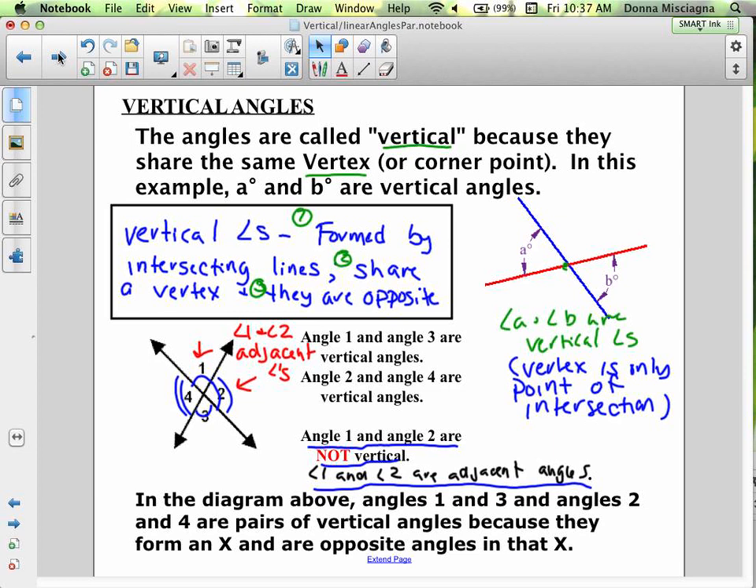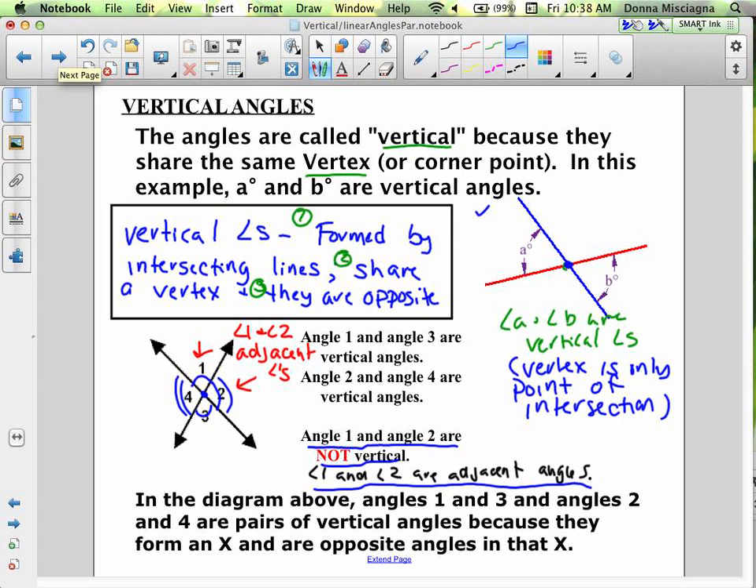Right? So on the right-hand side over here, angles A and B are vertical angles, right? And there's the vertex that they share. It's that point of intersection for those two lines. Angle 1 and angle 3, and angle 2 and angle 4 are vertical angles, right? Here's the vertex that they share. They're formed by two intersecting lines.